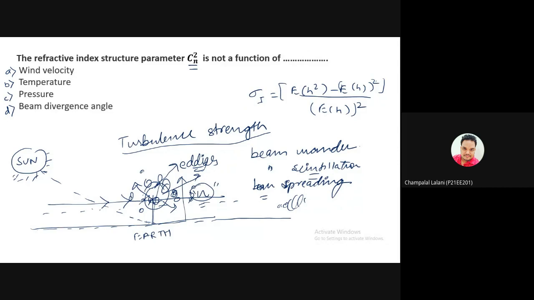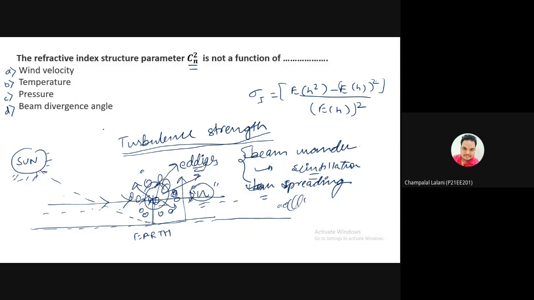When the size of the particles or these eddies which the laser beam is encountering is nearly equal to the wavelength, if they are nearly equal, then there will be beam scintillation. If the particle size is bigger than the wavelength, then there will be beam wandering. And if the particle size is smaller than the wavelength size, then there will be a phenomenon called beam spreading. So these are the three phenomena that keep on happening in the atmosphere due to the change in wind velocity, temperature and the pressure. And this phenomenon is called turbulence, that a laser beam encounters in real atmosphere.